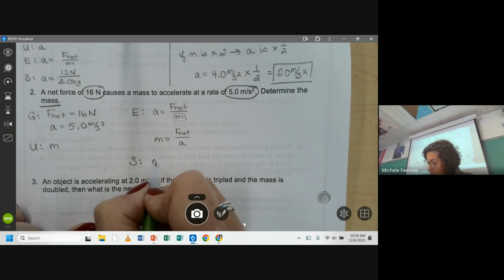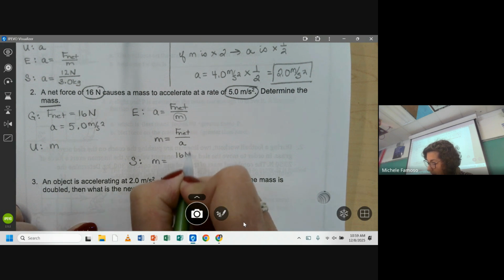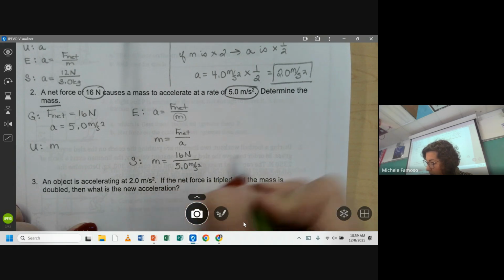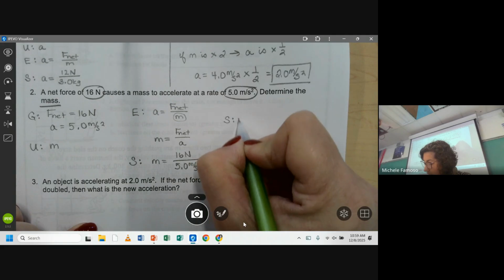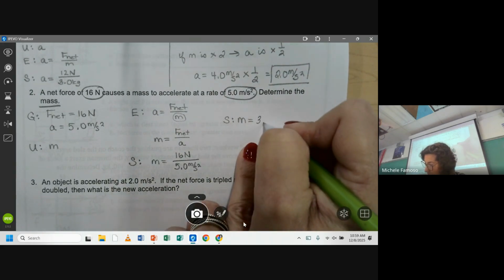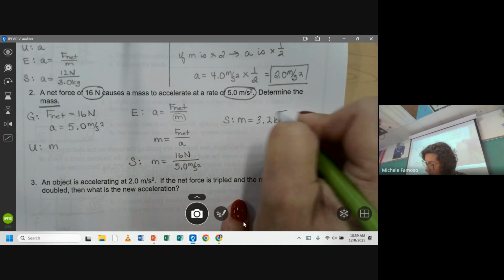Let's do our substitution with units. 16 newtons divided by 5.0 meters per second squared. And Dan, when we solve that, what does that give us for the mass? 3.2 kilograms. Very good.